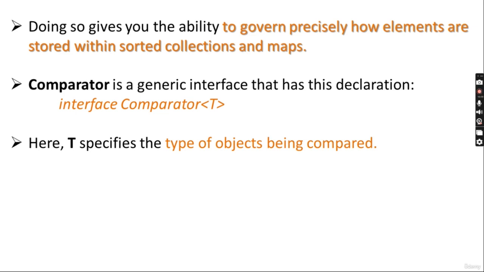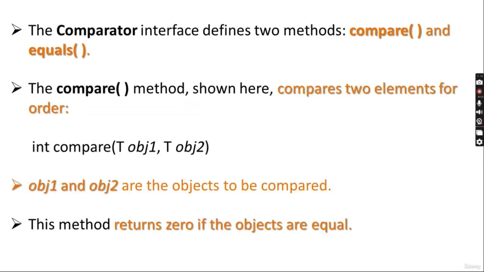Comparator is a generic interface that has the declaration interface Comparator<T>. So if you want to use the comparator, you will implement that interface. T specifies the type of objects being compared. The Comparator interface defines two methods, compare and equals. Okay, so what has been introduced now: first is the compare method and second is the equals method. Okay, the compare method shown here compares two elements for order.